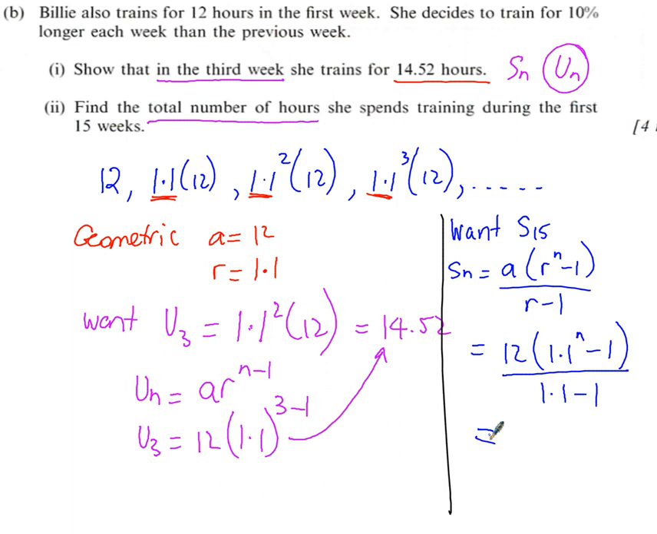You can put that straight in your calculator and we get 381.2697 and so on. So when we're talking about hours, that's approximately 381 hours of training. All right, guys, and our last one. In which week will the time Billy spends training first exceed 50 hours, be more than 50 hours?